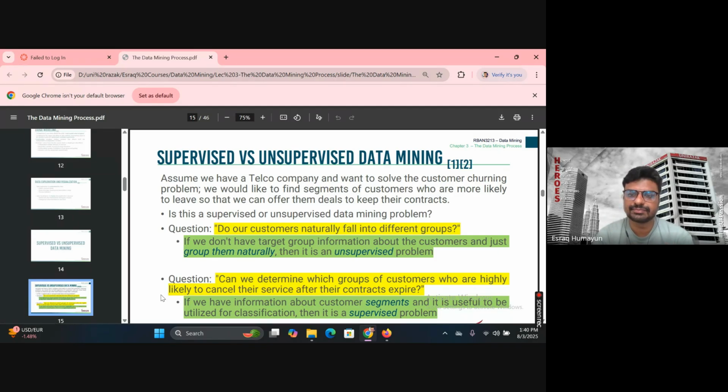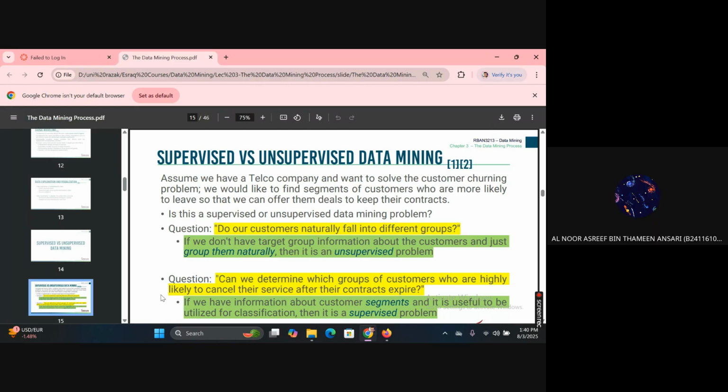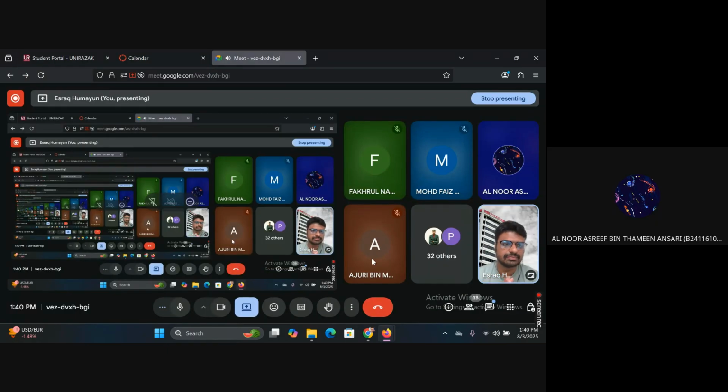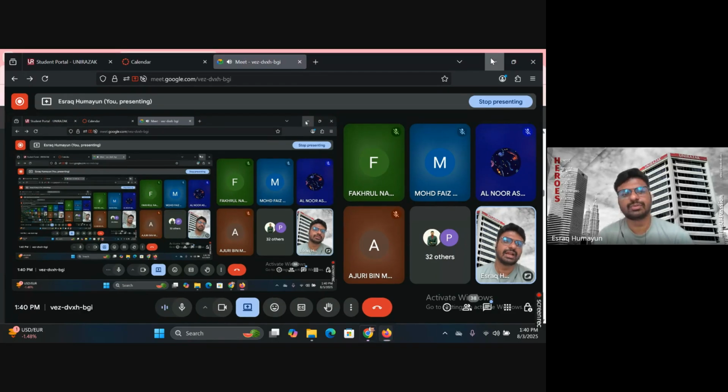Clear? And again, question 2: can we determine which group of customers are highly likely to cancel their service after contract start? If we have information about customer segments, and it is useful to be utilized for classification, that is supervised learning. For example, here they are saying you have customer information about data usage, so you have the information and you can segment them. That is supervised learning. Supervised versus unsupervised data mining, everyone clear? Okay, let's move forward.